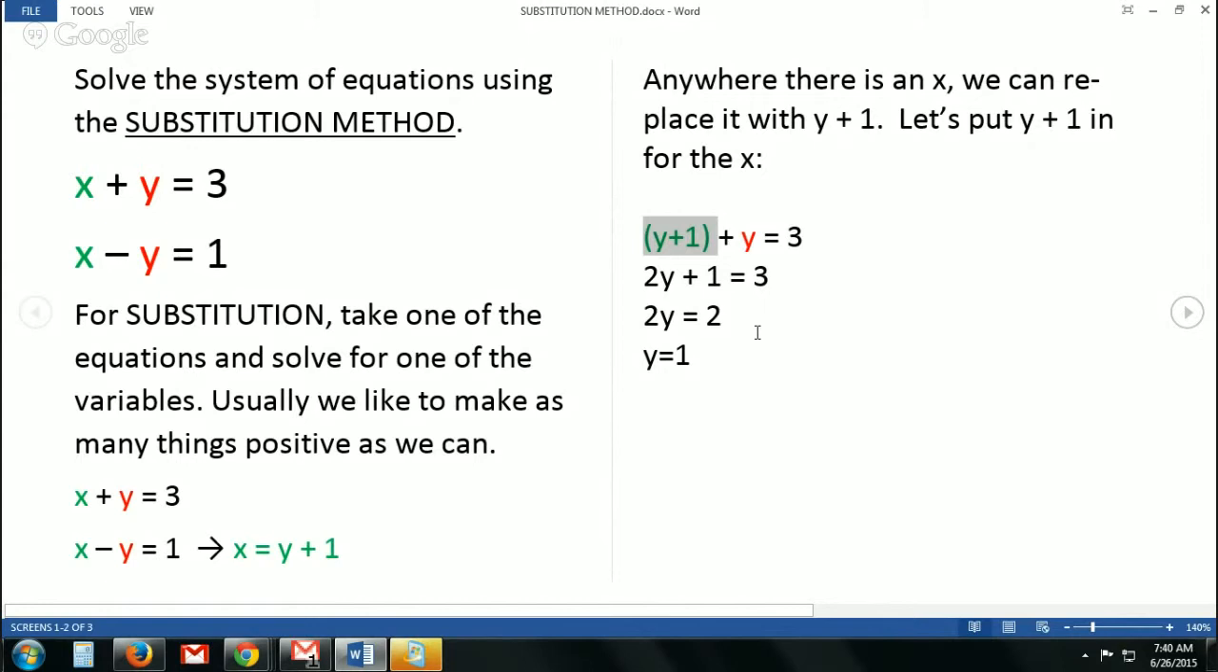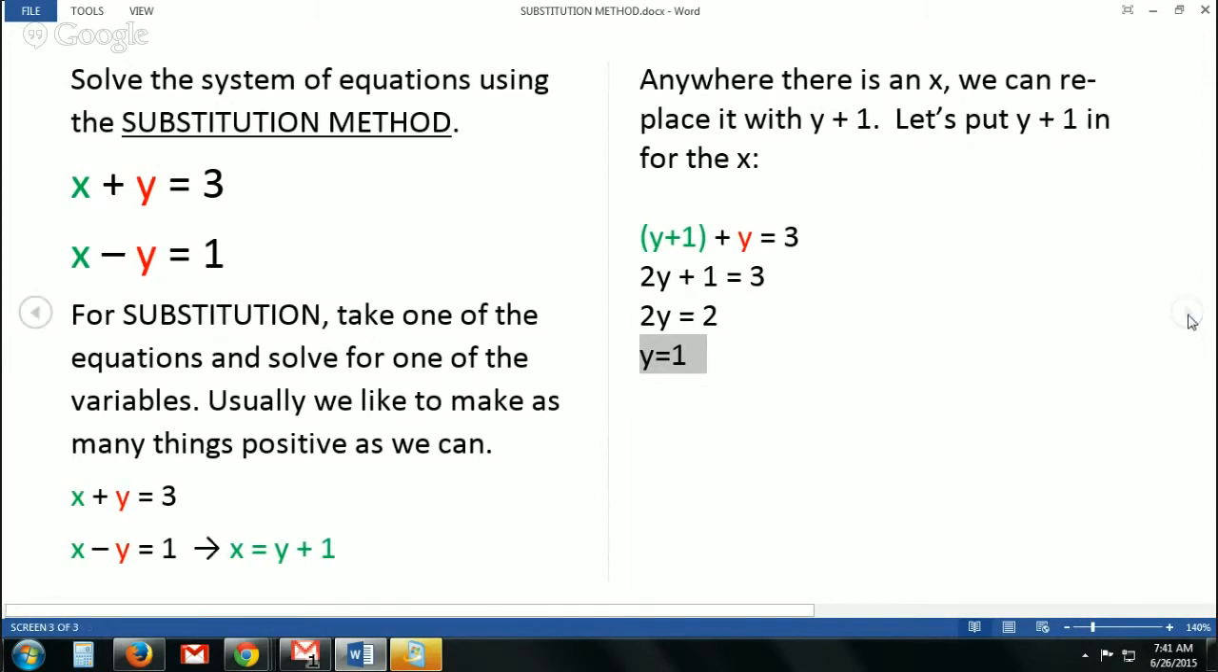Now, this is an easy enough equation for us to solve. Subtract 1 from each side, divide by 2, and now you know that y is equal to 1. But the solution to a system of equations is the point where the two lines are intersecting. So I've not completed this by just knowing y. I've still got to figure out what the corresponding x is.